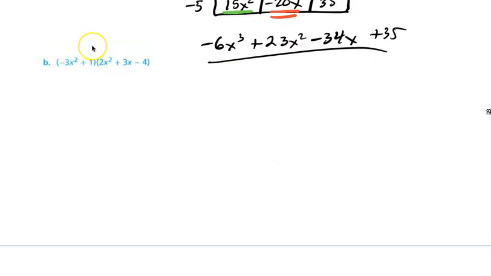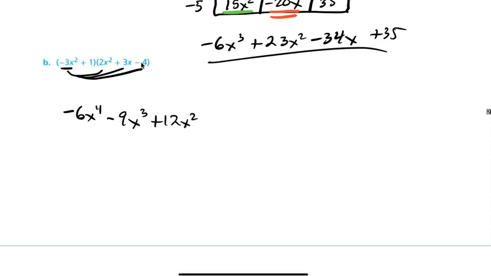Let's try this one using the distribution method. So in that method, right, I'm going to get the first term here, and I'm going to multiply by every single term in the other polynomial. So in this case, we're going to get negative 3x squared times 2x squared. I'm going to get negative 6x to the 4th. And then negative 3x squared times 3x. So I'm going to get negative 9x to the 3rd. We're going to get negative 3x squared times negative 4. So positive 12x squared.